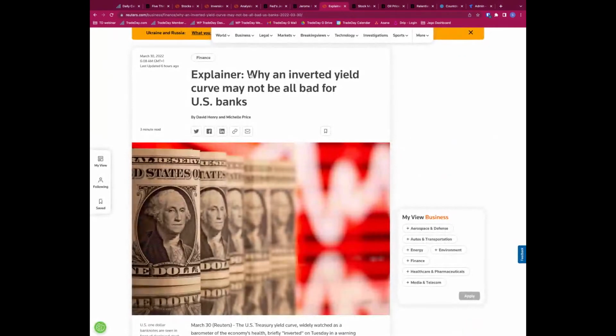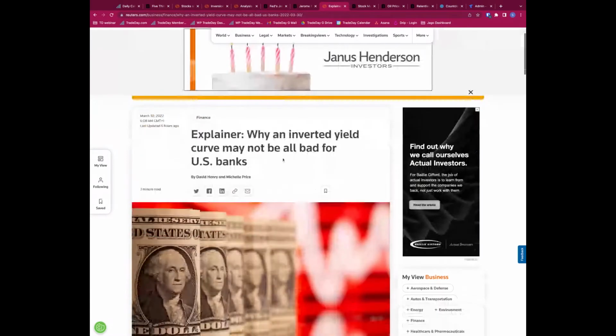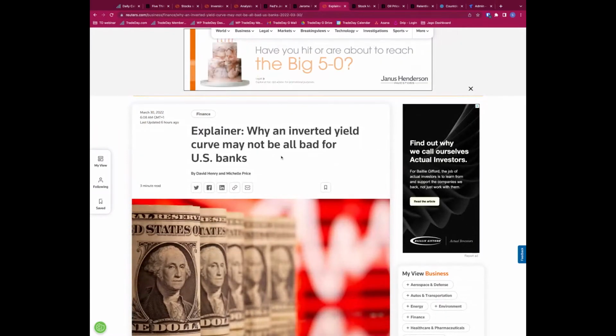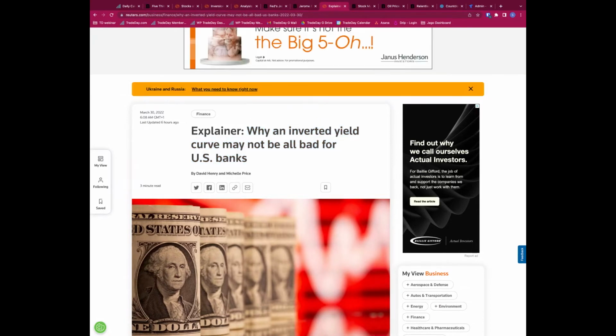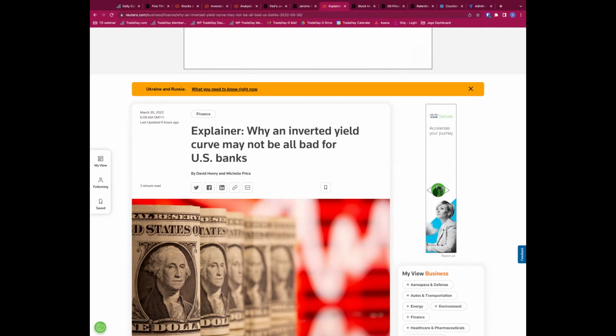And then a little explainer article in here. I'm not going to go into much depth on this. If you want to find it, go to the Reuters explainer looking at yield curves: why an inverted yield curve may not be all bad for US banks. If you're looking at individual sectors, the financial sector likes a steep yield curve. Why? With a steeper curve, banks can borrow cheap in the short term and lend at longer, higher interest rates. That's the basic banking model.